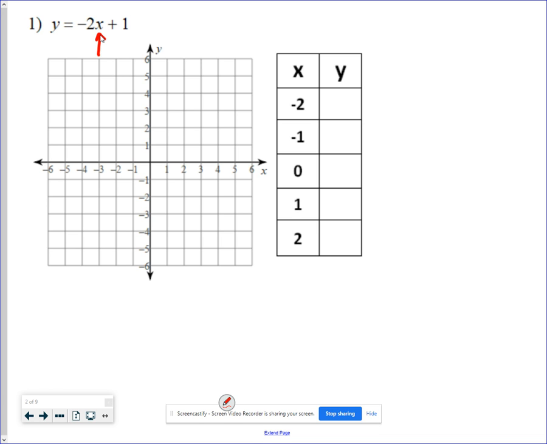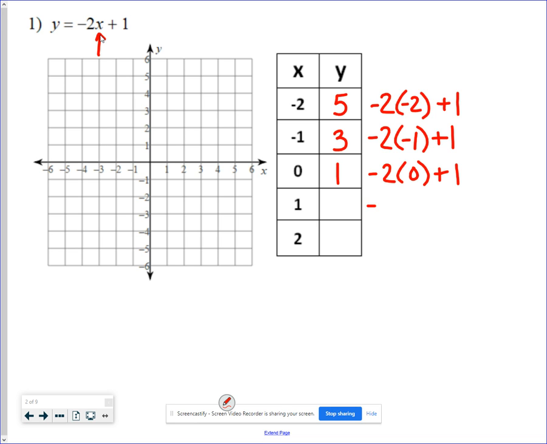So when I have -2 in my equation, -2 times the -2 that I'm substituting, and then I'm going to add 1. So -2 times -2 is +4, plus 1 is going to be 5. When I put in a -1, by the way, you don't necessarily have to show all this work. You can be doing this in your head. -2 times -1, that's +2, plus 1 would be 3. When I put in a 0, well, anything times 0 is 0, plus 1 is 1.